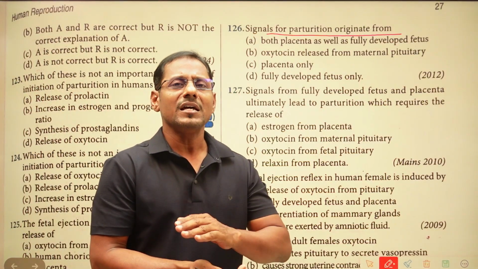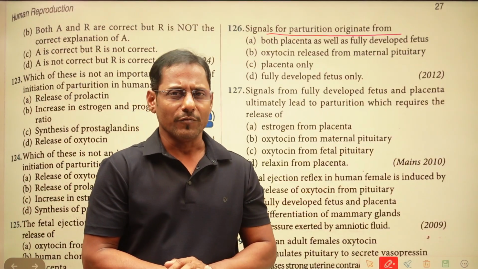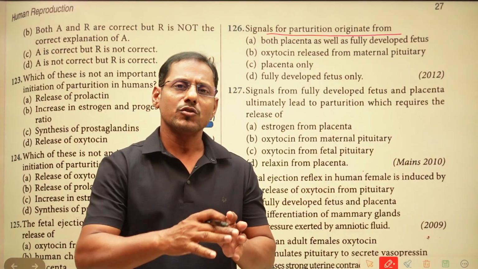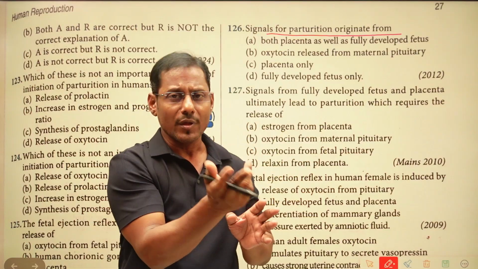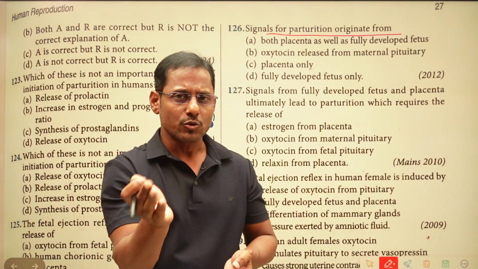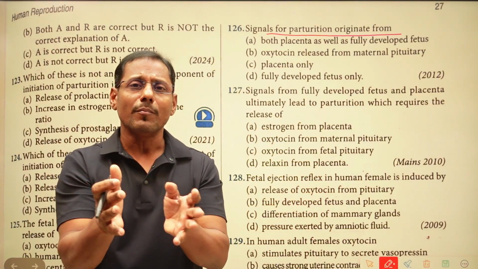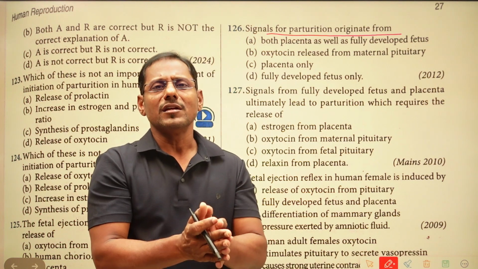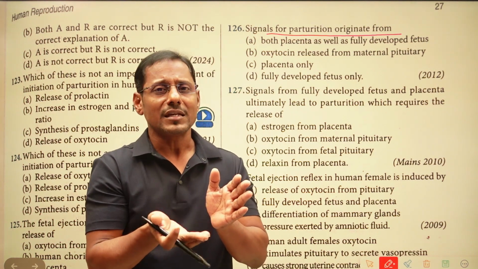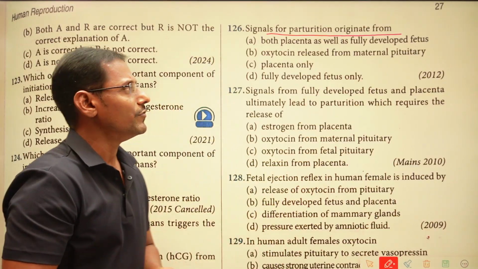After signals come from these two structures, placenta and embryo, what happens? Mild contractions occur generally in the myometrium of the uterus. As a result, oxytocin is secreted from the posterior pituitary, and this oxytocin is going to act on the myometrium. So stronger contraction starts in the uterine wall, which ultimately leads to the delivery of the baby, right?